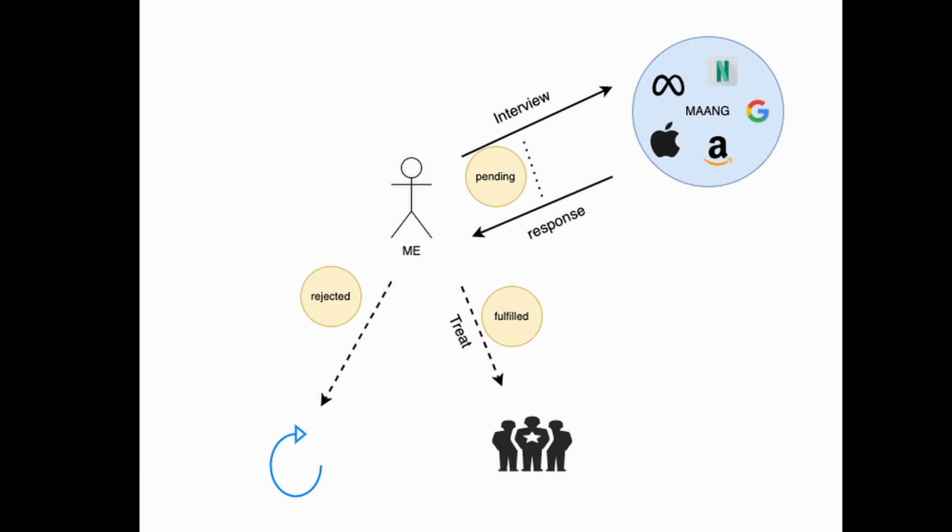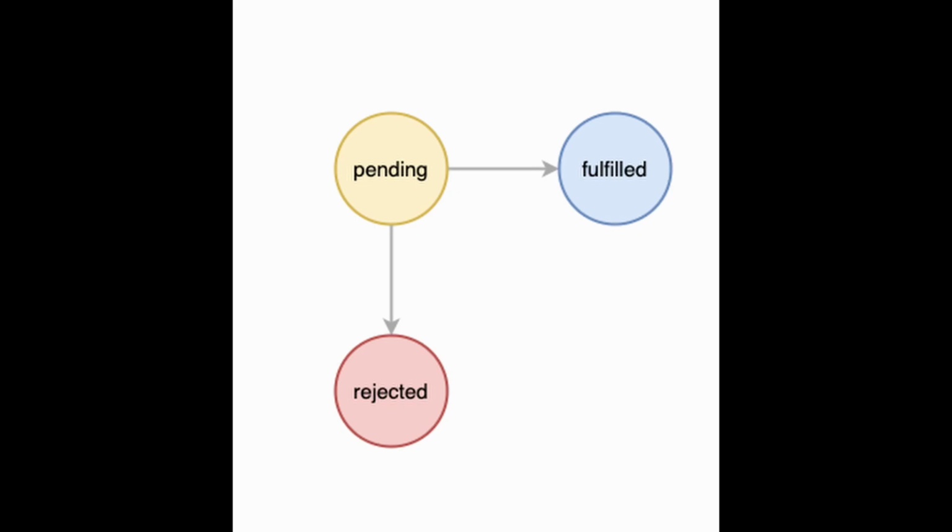So a promise is said to be in one of these three states: pending, fulfilled, and rejected. The pending state is the initial state. In my example, this means that I have got no response from these companies. The fulfilled state means that the operation was completed successfully and I got a job offer. The third state is rejected, which means that the operation has failed. I have not been selected by any of these companies. So a promise can move from the pending state to either fulfilled or rejected.